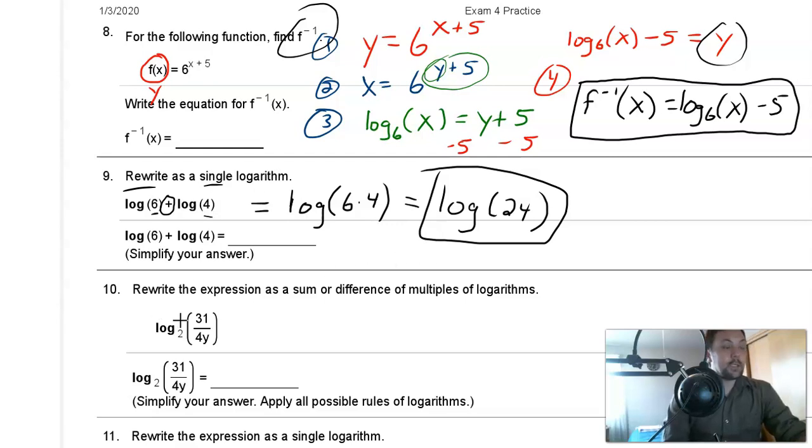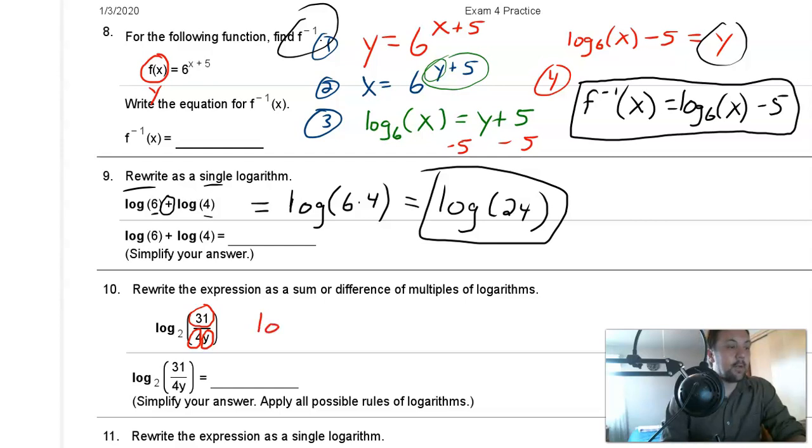All right, for question number 10, rewrite the expression as a sum or difference of multiple logarithms. This is the reverse process. We want to expand it out into as many separate logarithms as possible. The shortcut for this one is to take each factor in the numerator and the denominator. So 31 is the factor in the numerator. It's the only thing there. We have 4 in the denominator as a factor and y as a factor. We want to separate those two because they're being multiplied together, but we want them to go into separate logarithms.